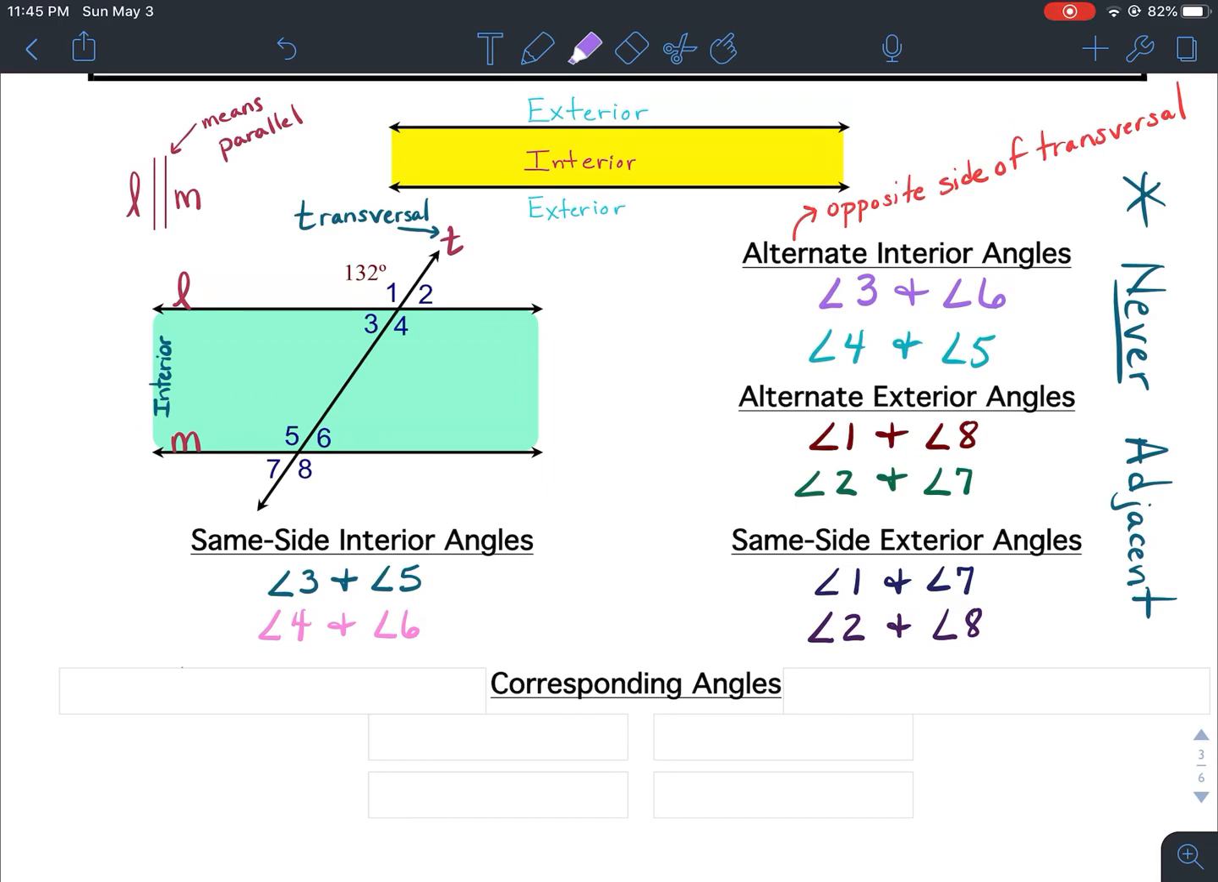Alternate is different sides of the transversal. Interior is between the parallel lines. Exterior is outside of the parallel lines. And then obviously same side means they're on the same side of the transversal.